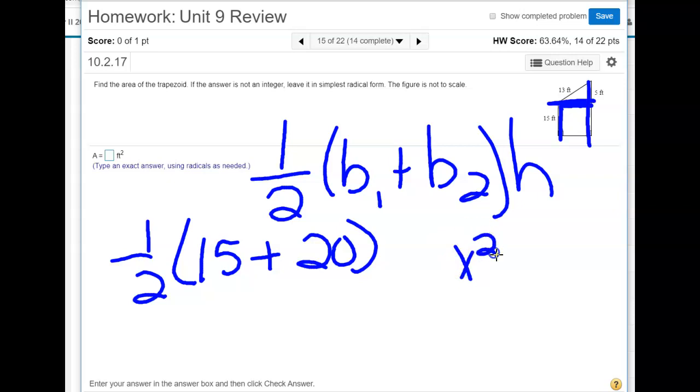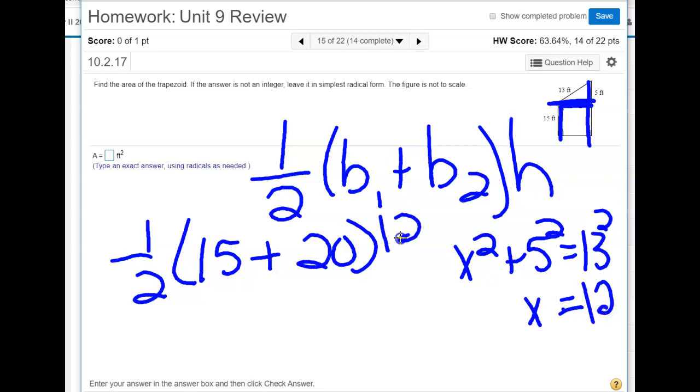So I'm going to come down here. X squared plus 5 squared is equal to 13 squared. And when you take 13 squared minus 5 squared and take the square root, you end up with a height of 12. Now we can finally plug it into our calculator and we come up with an area of 210.